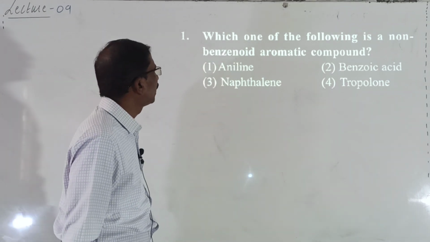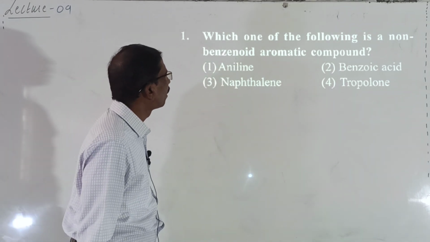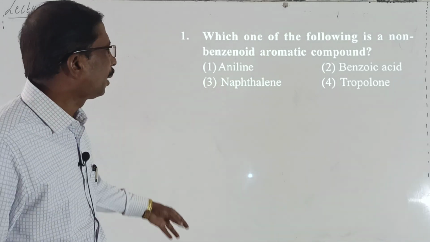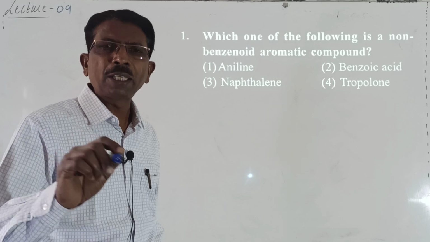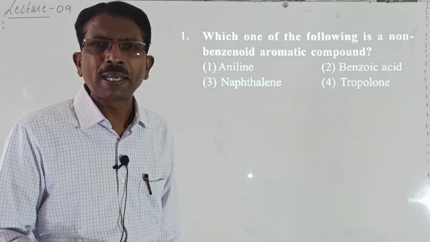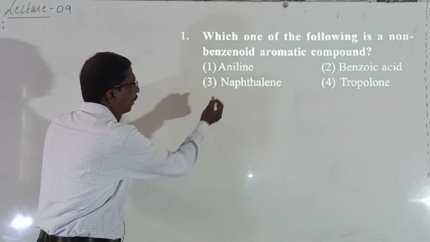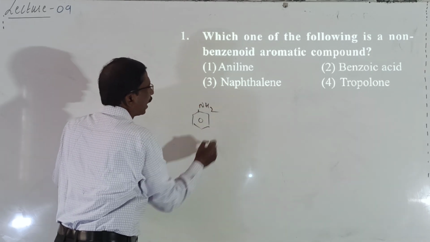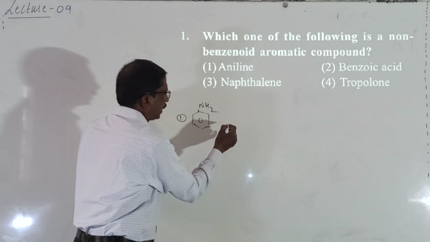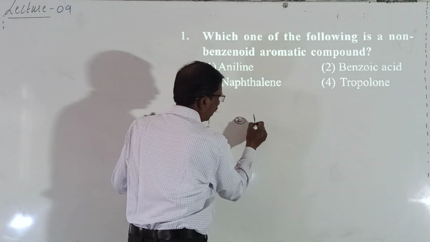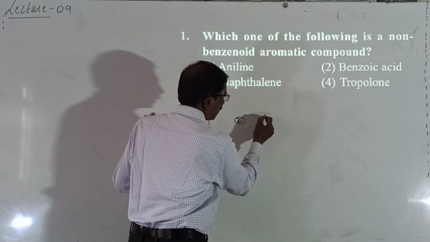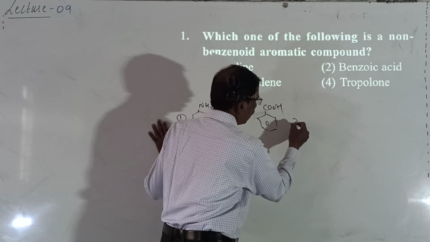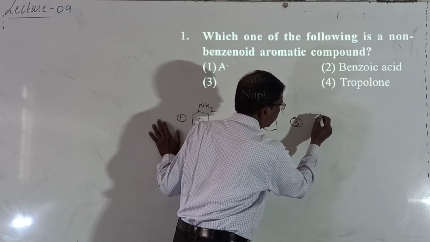Which one of the following is a non-benzenoid aromatic compound? Non-benzenoid. So aromatic compounds are classified into two types. One is benzenoid. Benzenoid means which are having a benzene ring, like aniline. So look here, it is aniline, NH2, number 1, and second one is benzoic acid. So here it is benzoic acid, COOH, and third one naphthalene.